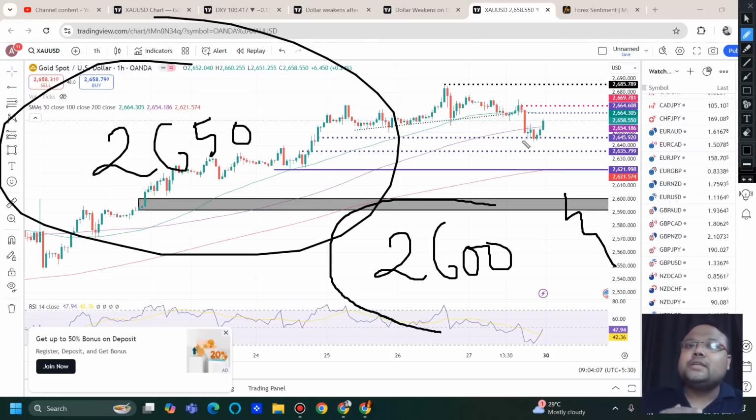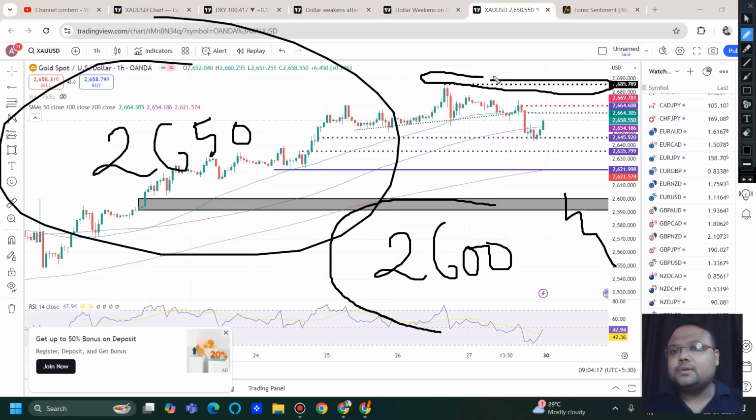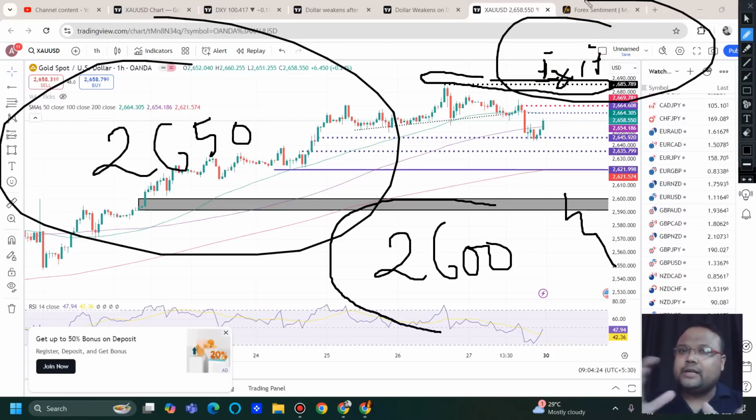So if gold breaks 2650, continue with a sell position. If gold breaks the 2685 level, this particular area, then you need to exit from your sell. But in this situation, there is a good chance that we may get to see further correction, so you can hold, and at least you will be able to book less loss.